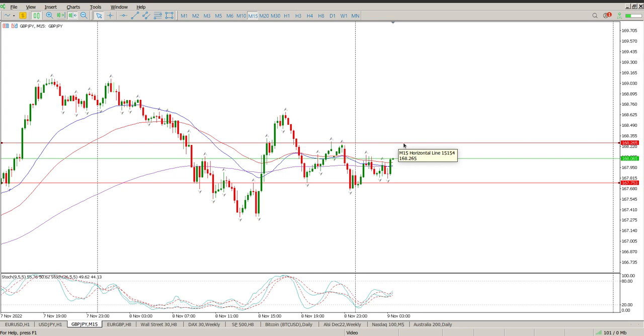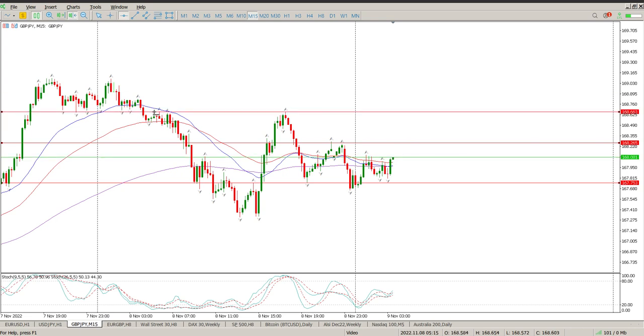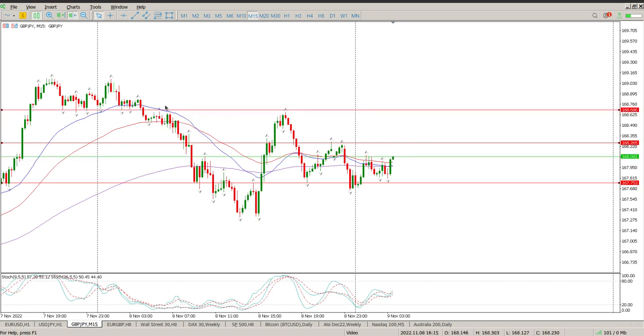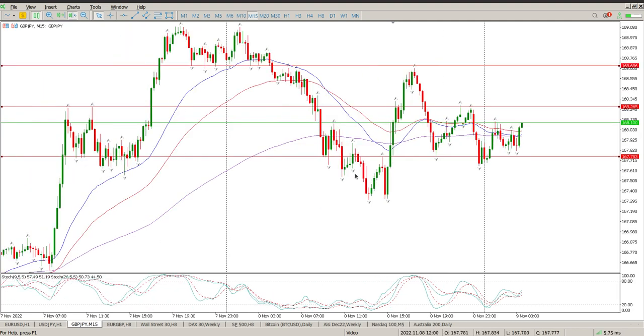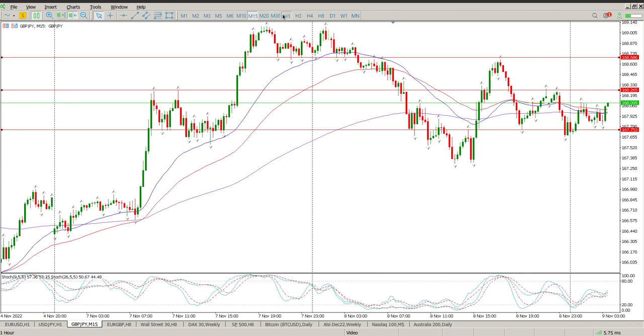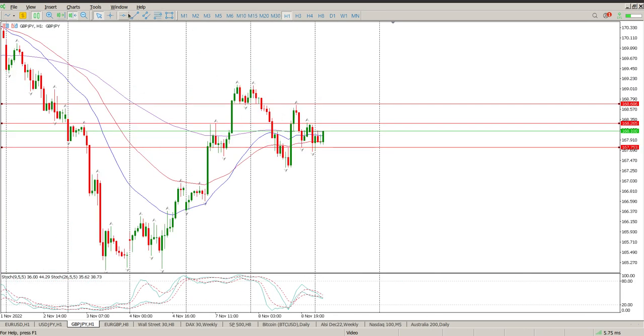Break up above 168265, and probably only going to be targeting sort of this area here, which would be 168686. Alternatively, there would be a break below 167753. But if that happens, you're probably looking at a bigger move to the downside, which would be somewhere in this area here at 167021.